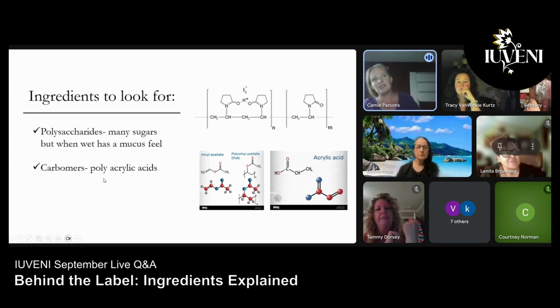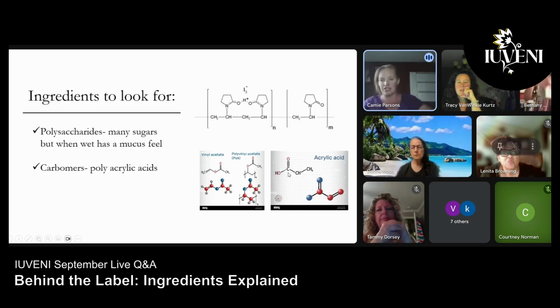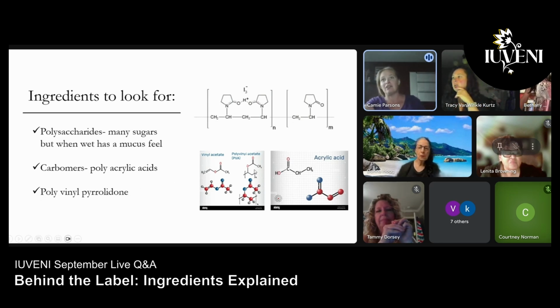Carbomers are another one you're going to see. It's a polyacrylic acid. See this thing, acrylic acid: 3 carbons, an oxygen, and an alcohol. It's just that over and over and over again. It's not plastic. This is just acrylic. We think of nails, but you can have acrylics that are in food. It's a polyacrylic.